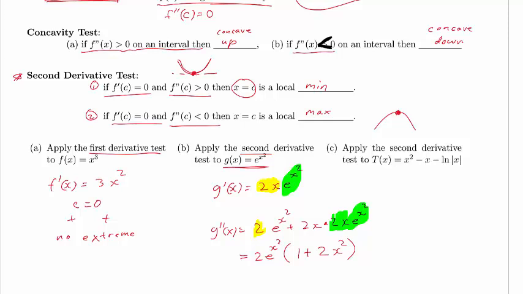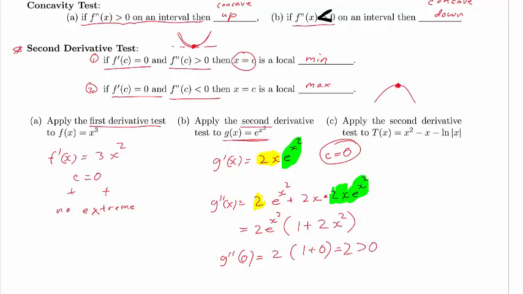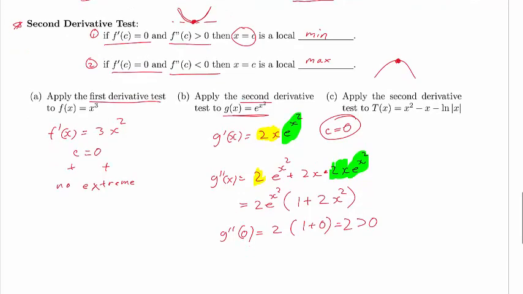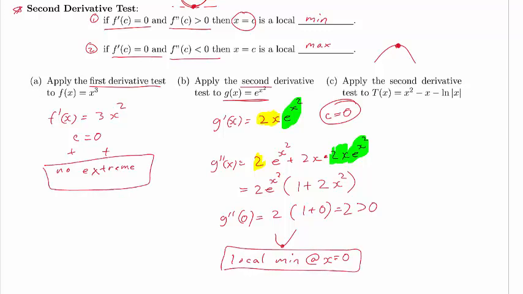Okay, so we've got a nice setup. So first we want to figure out, okay, what value of c makes this equal to 0? Well, look right there. It's going to be 0 itself. So c equals 0. So now we plug this into the second derivative to see what's going on there. And we plug it in, we get 2 times 1 plus 0, which equals 2. And that's greater than 0. That tells us we are concave up, meaning we got a shape kind of like this at the value 0. So we would say we have a local min at x equals 0.